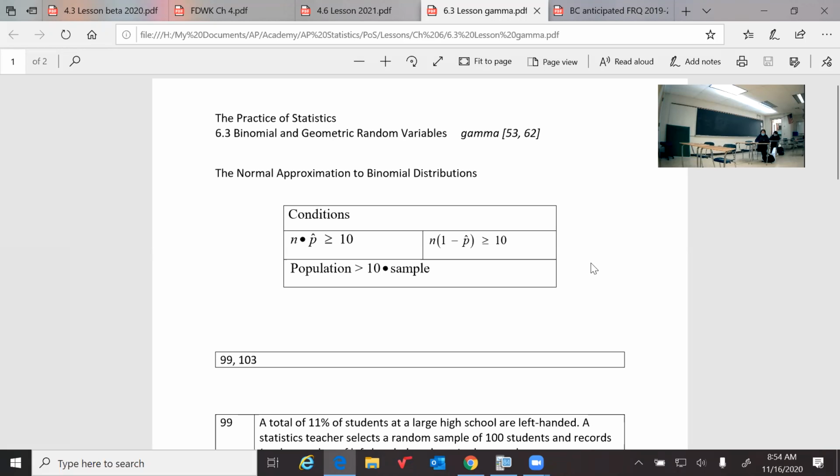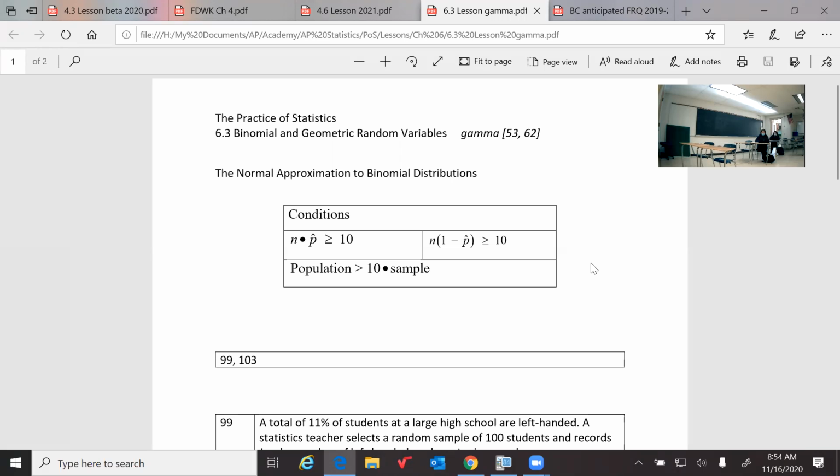Well, to be safe, you should verify both. But it makes sense that you'd like to verify the smaller one. So if p hat is 40%, then if this one's greater than or equal to 10, then that one has to be. That'd be 60% times N. But don't be presumptuous, like a reader knows that you saw that. Check both of these.